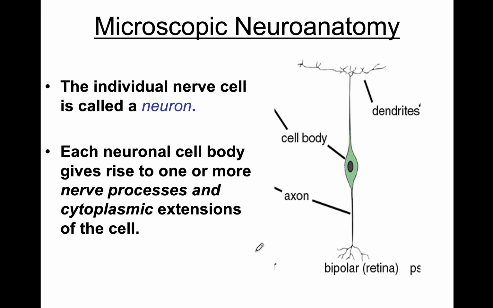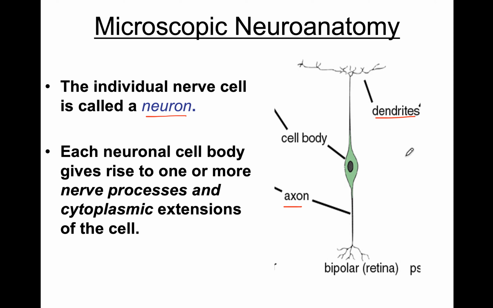To understand the anatomy of the nervous system, we need to understand the histology, or the microscopic neuroanatomy. Usually, our brains consist of gray matter and white matter. The gray matter is the collection of the neuronal cell bodies, and the white matter is the collection of the neuronal processes, which include the axons and the dendrites. So the basic functional unit of the nervous system is the neuron.